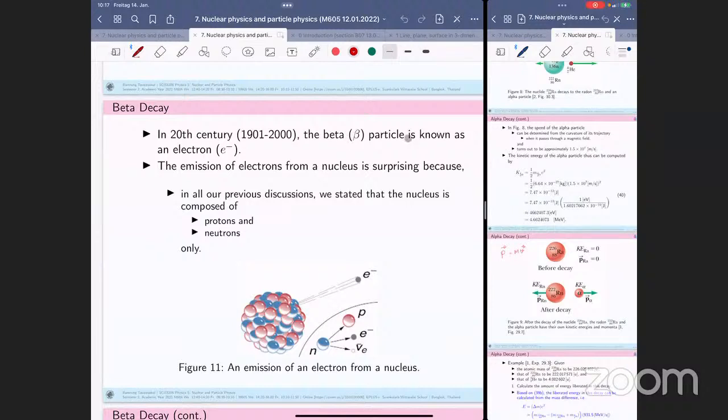A beta particle, denoted by the letter beta, is an electron. Electron is actually the particle that we are familiar with. Sometimes it's known as beta once it moves with momentum and kinetic energy, so we would say it's a beta particle. If it just stays without any movement, we would say it's only an electron.